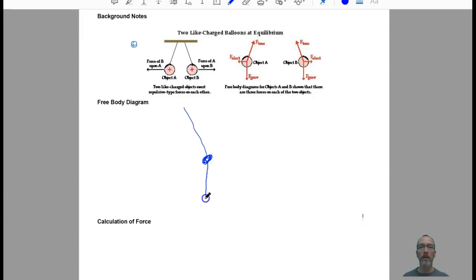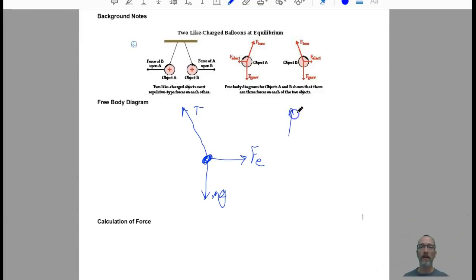So we know that we have straight down, this is mg, so that's a force. We know that up and to the left we have tension, and so that's T. And then we have a force of A on B, so that is the force due to electricity. So that is Fe.